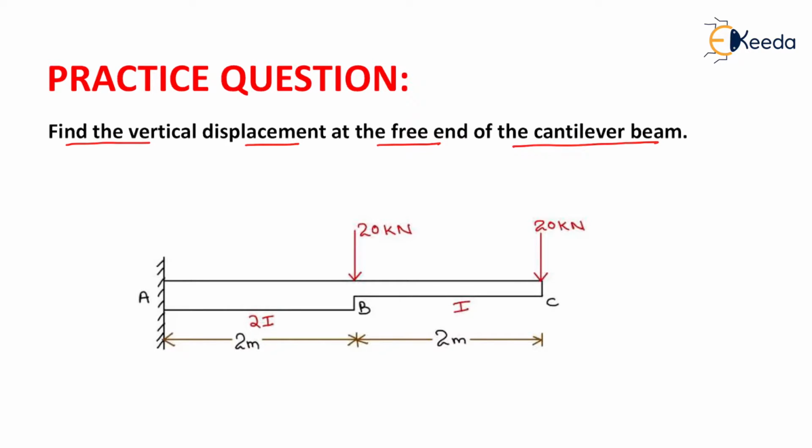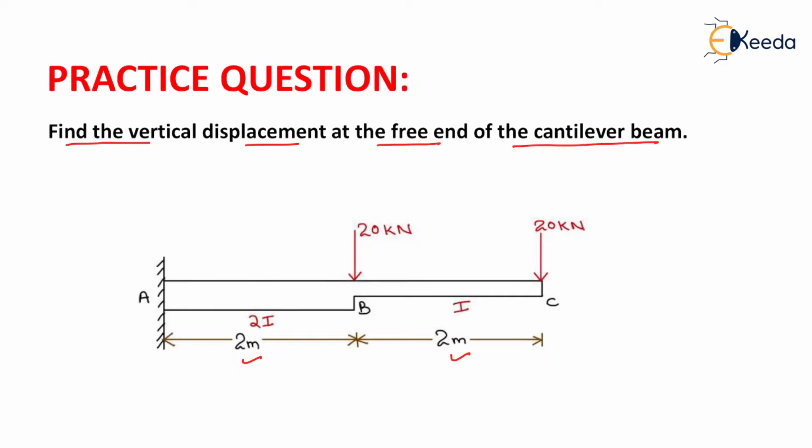Here a cantilever beam ABC is shown, having a point load of 20 kN at B and at C. The moment of inertia for span AB is 2I and for BC it is I, and the span length is the same for both spans, that is 2 meters and 2 meters.